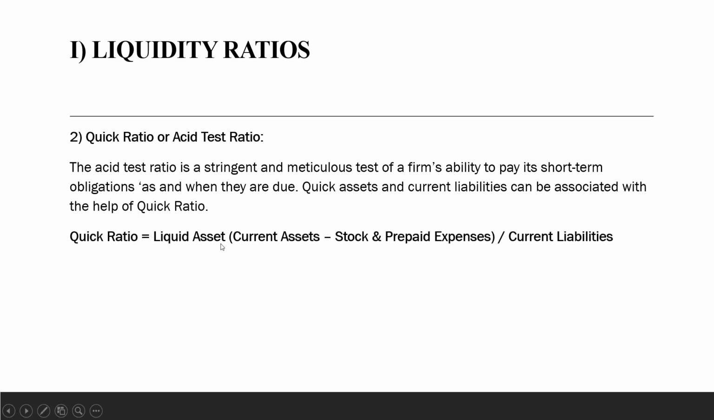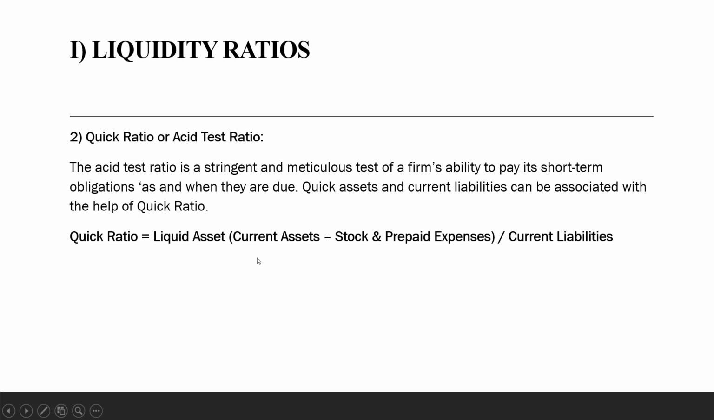The formula is liquid assets divided by current liabilities. What are the liquid assets? Liquid assets will be the current assets, whatever the current assets of the firm are. From these current assets, you have to deduct the stock and any prepaid expenses if they are in the question. Liquid assets means the quick assets or the acid test assets; these are the different names. So liquid assets will be the current assets minus stock and prepaid expenses. And when we divide these quick assets by the current liabilities, we get the quick ratio.